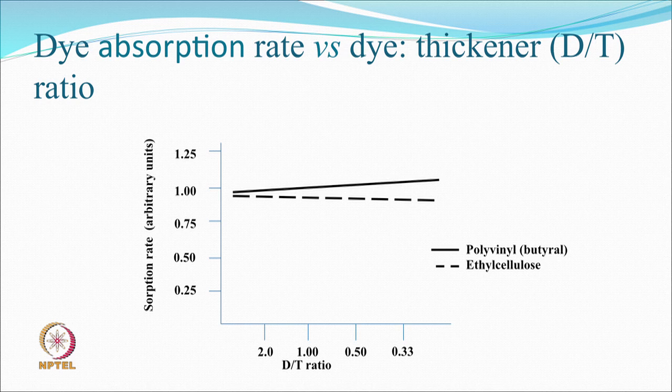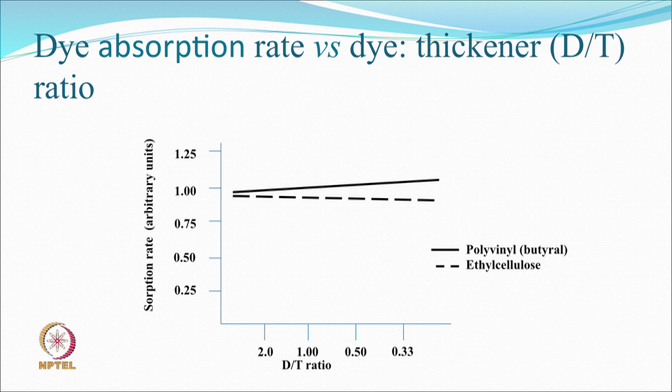Between these things, one reported study says the dye absorption rate versus the dye and thickener ratio. That means how much is thickener, which is basically this binder which actually dries on the thing. So, these four we are talking about, and the dye. If you see on the x axis that you have a dye thickener ratio, where the first is 2:1 and goes up to 1:3.